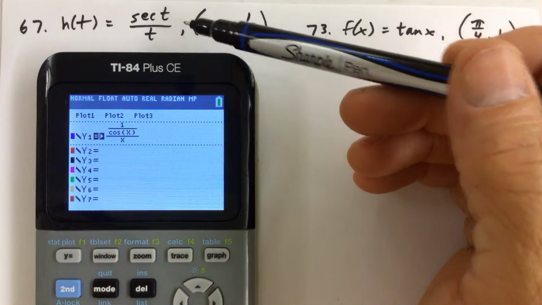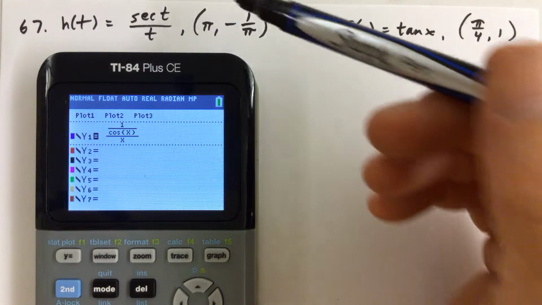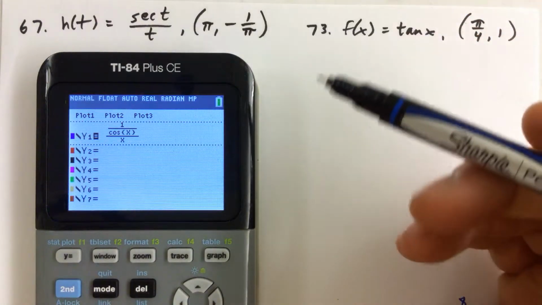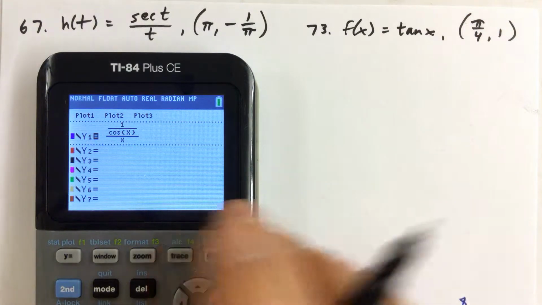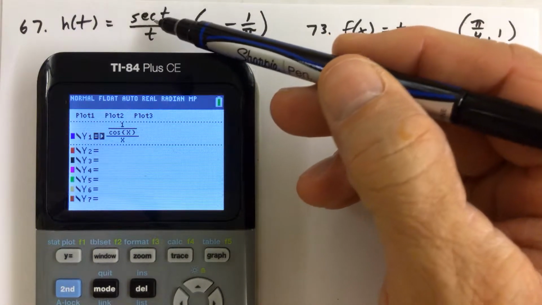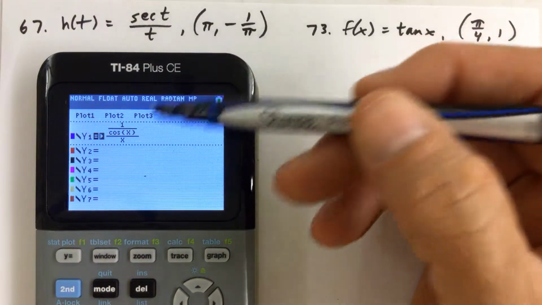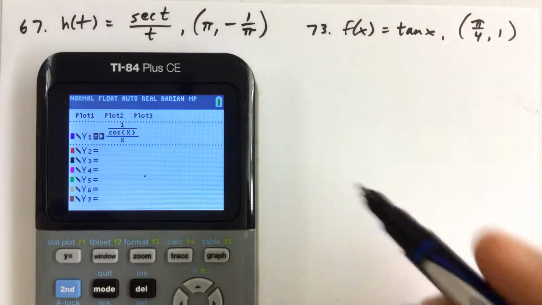For problem 67, we have the same instructions as we had for number 65, which is to evaluate the derivative of this function at this point. And I thought I'd start with the calculator on this one. So typing in secant of t over t is 1 over cosine of x over x. So our x on our calculator is the t on the paper.